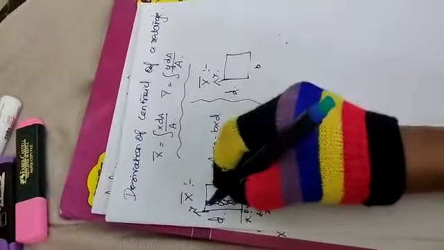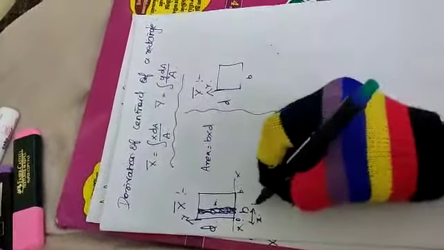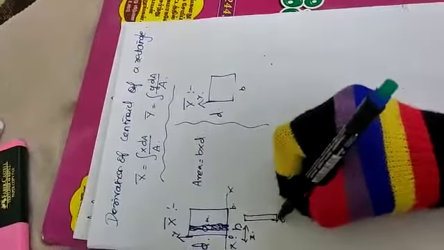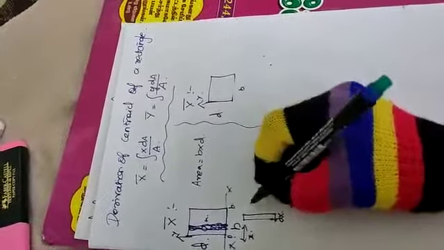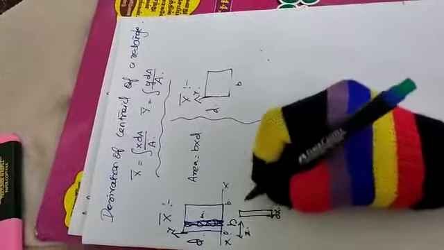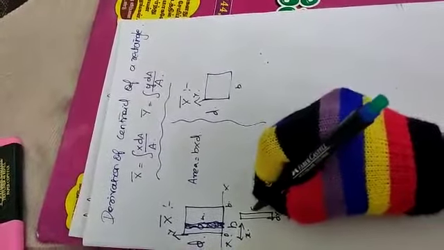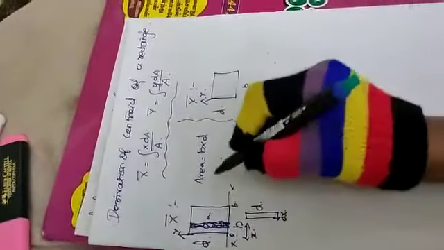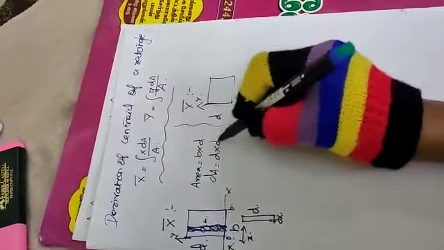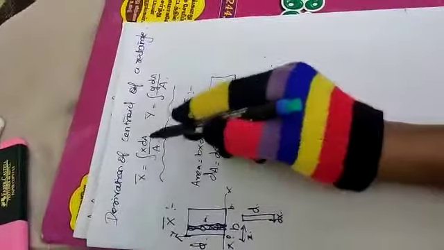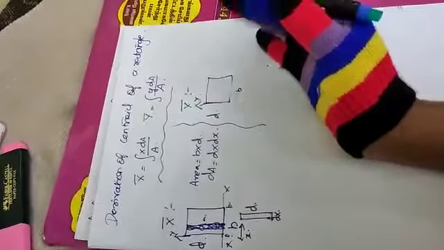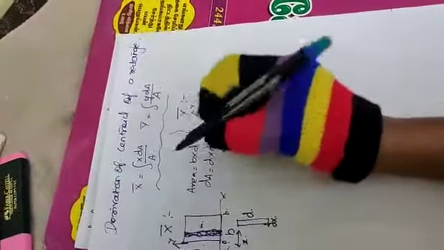What is the elemental area? The thickness is dx, and the length should be d. So dA is equal to d multiplied by dx. This part is over. Now we have to put it in the formula.